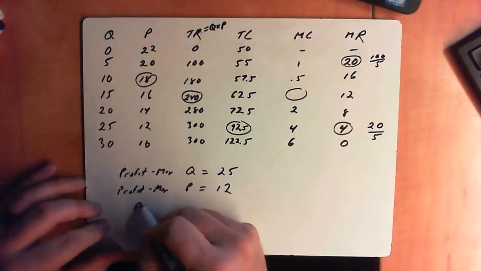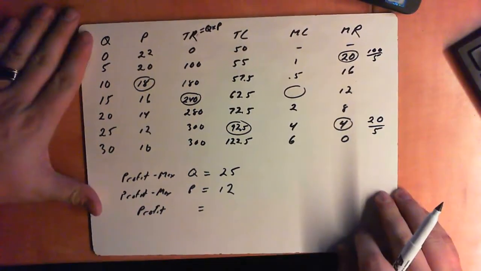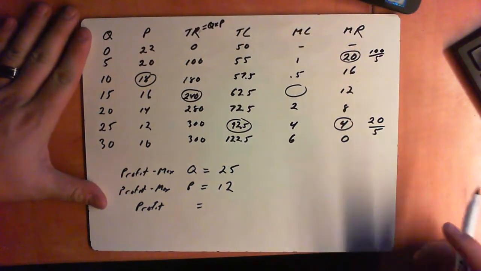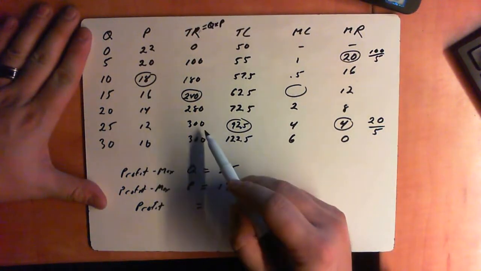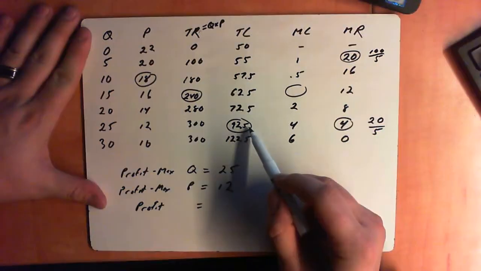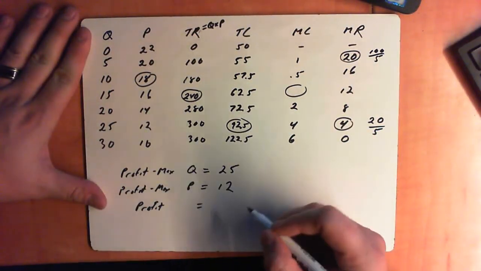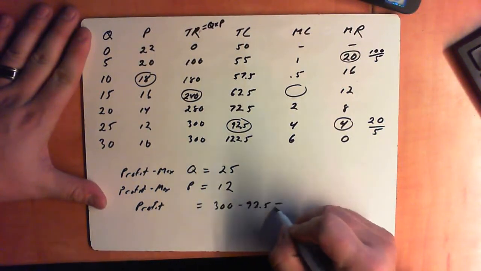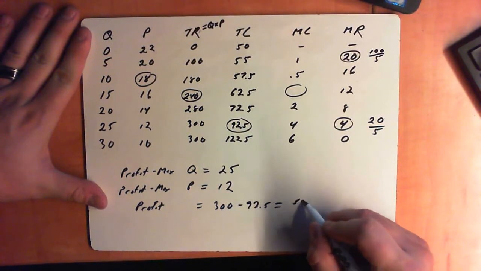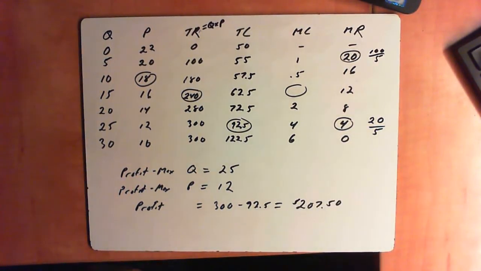And then the last question is, what is the profit at that level? Well, simply the profit is the total revenue minus the total cost. Total revenue minus the total cost at this level here of 25 and 12. So we have 300 minus 92.5 gives us a total profit of $207.50.